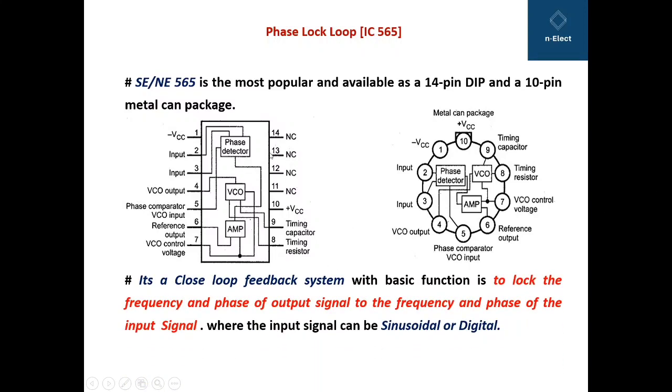This phase lock loop basically consists of 3 blocks, as you can see here: phase detector, VCO and amplifier. It is basically a closed loop feedback system. This is very important to know about PLL, that it is a closed loop feedback system whose basic function is to lock the frequency and phase of the output signal to the frequency and phase of the input signal, where the input signal may be sinusoidal or digital.